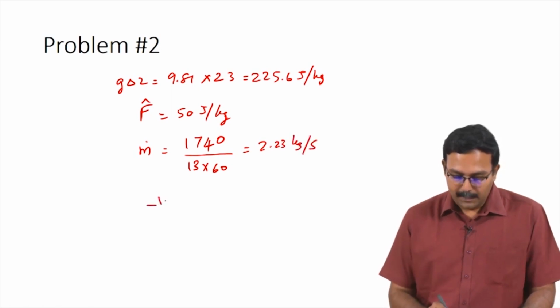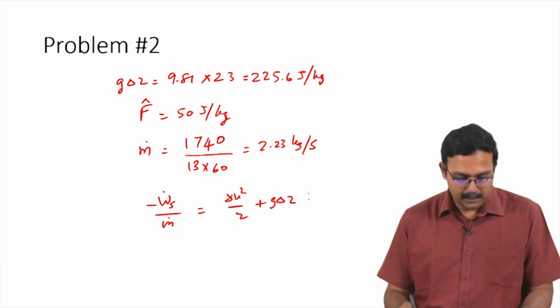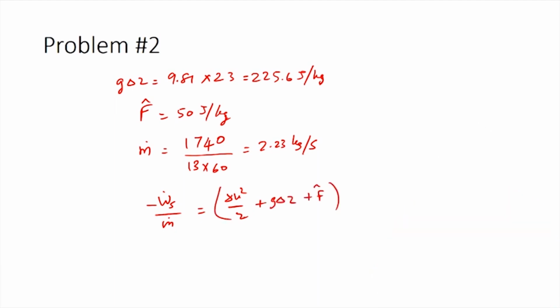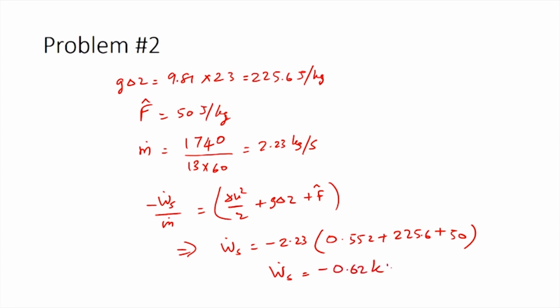The equation would be minus Ẇs divided by ṁ is equal to Δu² by 2 plus gΔz plus F cap. So, this would mean Ẇs would be equal to minus 2.23 times (0.552 plus 225.6 plus 50), giving a value for Ẇs as minus 0.62 kilowatts. So, the shaft work which would be delivered by the pump would be 0.62 kilowatts.